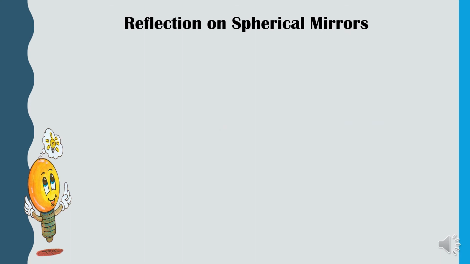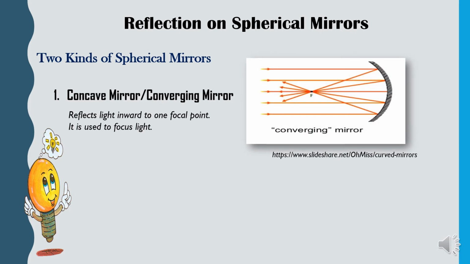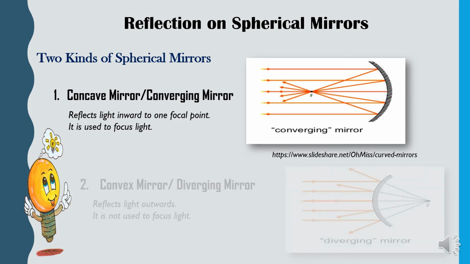Let's now proceed on the reflection on spherical mirrors. There are two kinds of spherical mirrors. First is the concave mirror, also known as the converging mirror. It reflects light inward to one focal point and it is used to focus light. It is called converging mirror because the reflected light rays converge or meet at the focus.